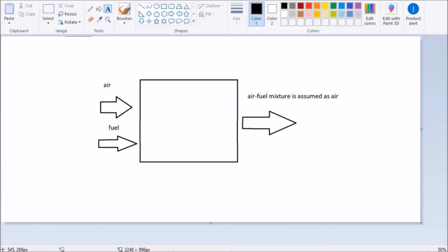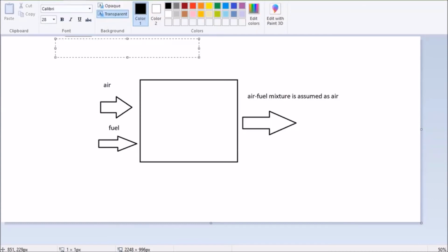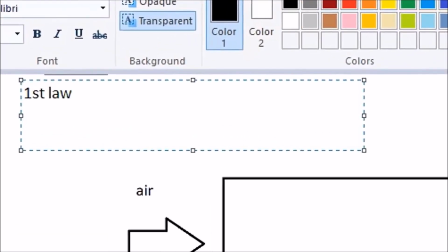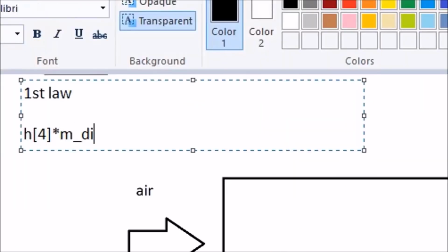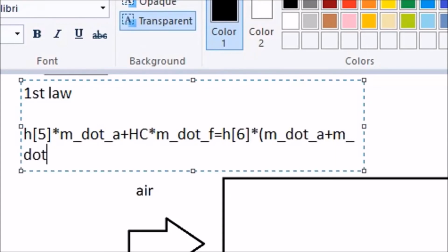So let's write it one by one. First law: enthalpy 4 into m dot air plus HC into m dot fuel is equal to enthalpy 5, the previous one, into m dot air plus m dot fuel.